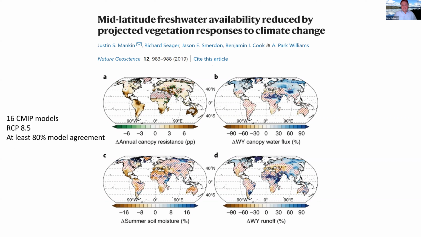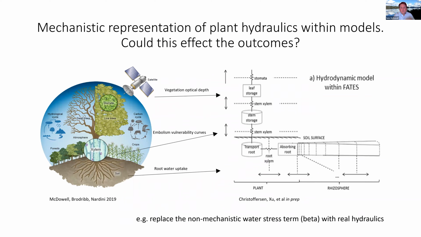So you see an increase in canopy water flux, at least in large areas of the northern hemisphere. Summer soil moisture is either non-significant or declining in this analysis, and runoff is generally increasing or non-significant. So again, we see some consistency that the models may be capturing the processes that I think about a lot.